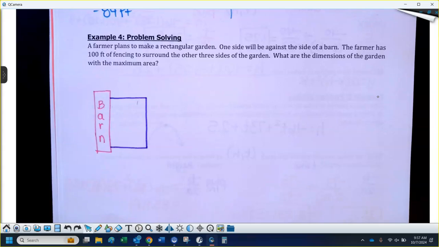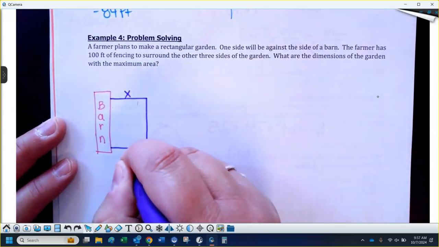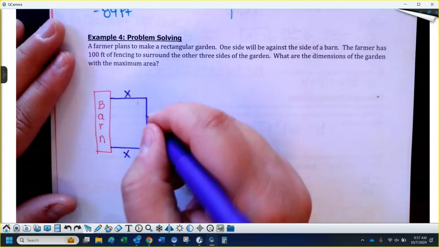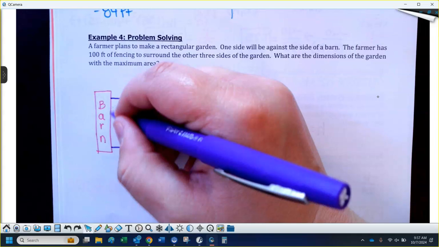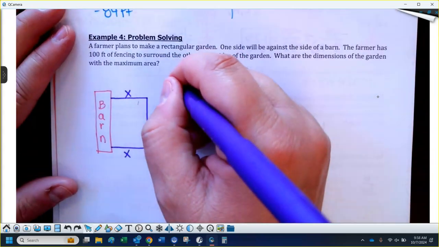So if we're working with a rectangle, you can use whatever variables you want. I'm just going to use x and y. I'm going to call the top and the bottom x, and I'm just going to call that right side, the way I drew that picture, y. I don't need another y here because I wouldn't have fencing against the barn, so it's going to save me some space. Okay, now it says the farmer has 100 feet of fencing.